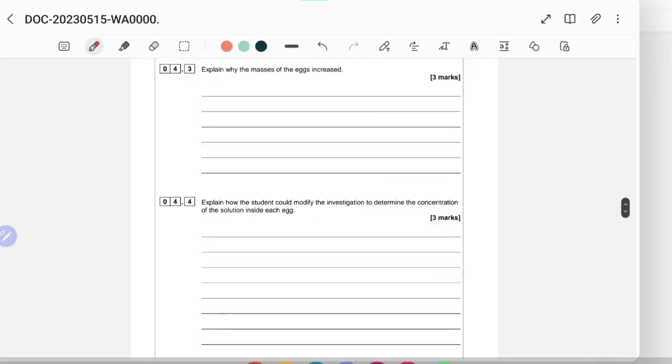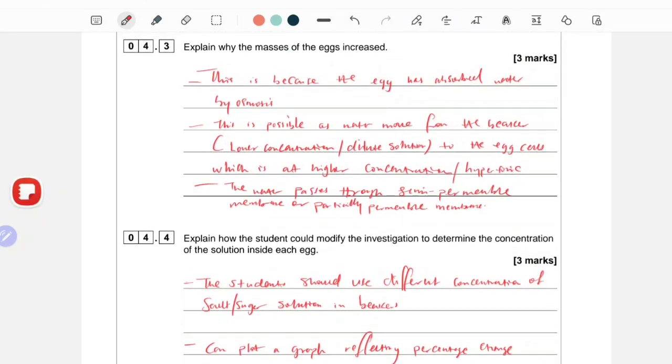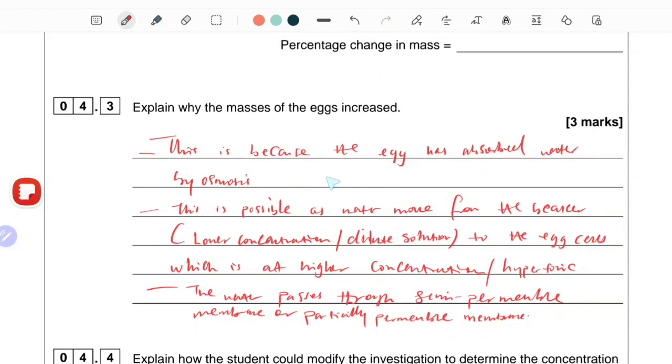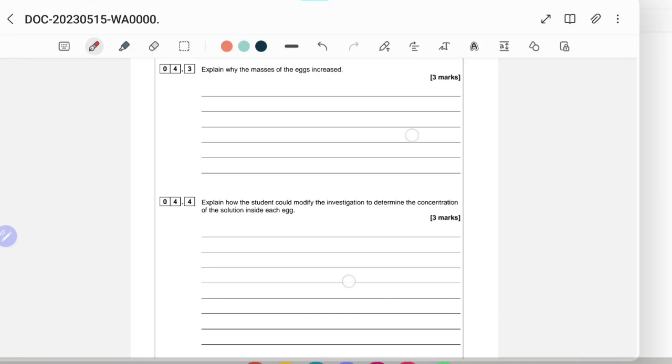Next question says, explain why the masses of the eggs increased. What's the answer to that question here? This is because the egg has absorbed water by osmosis. This is possible as water moves from the beaker, which has lower concentration, or dilute solution, to the egg, which is at higher concentration, which is hypertonic. The water passes through the semi-permeable membrane, or partially permeable membrane. This is testing your knowledge on osmosis.